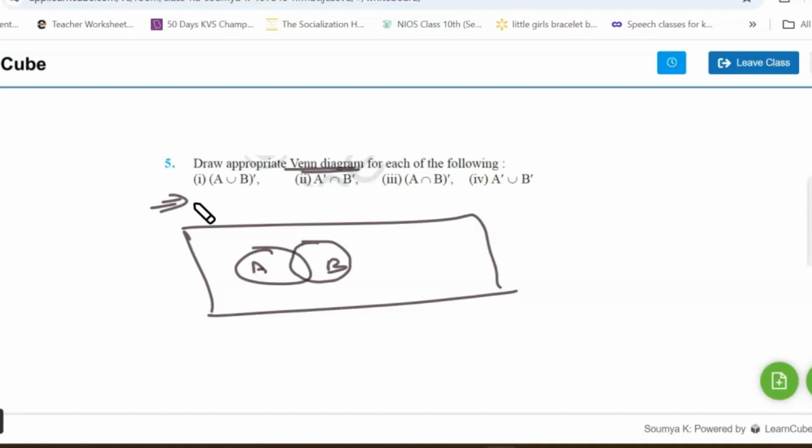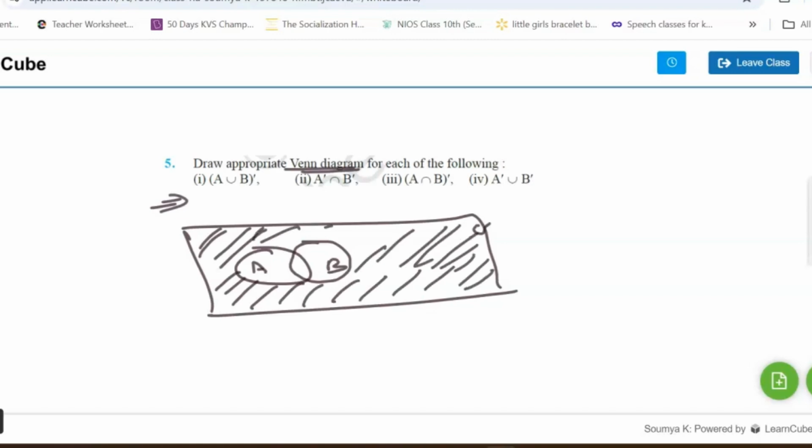But the question is asking for something different, that is A union B whole complement. That means you don't need this figure, the whole inside A and B. You need something outside this, which is there in the universal set. You consider this as the universal set. The shaded portion, which I am shading right now, will give you the solution. So this is the solution for the first question. This is how you have to do it.